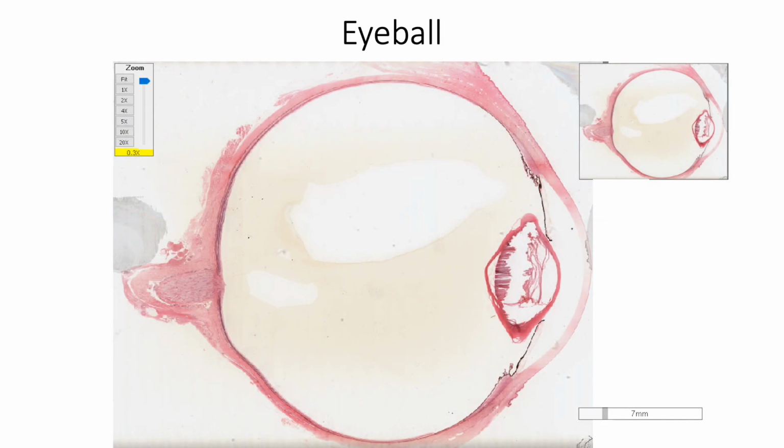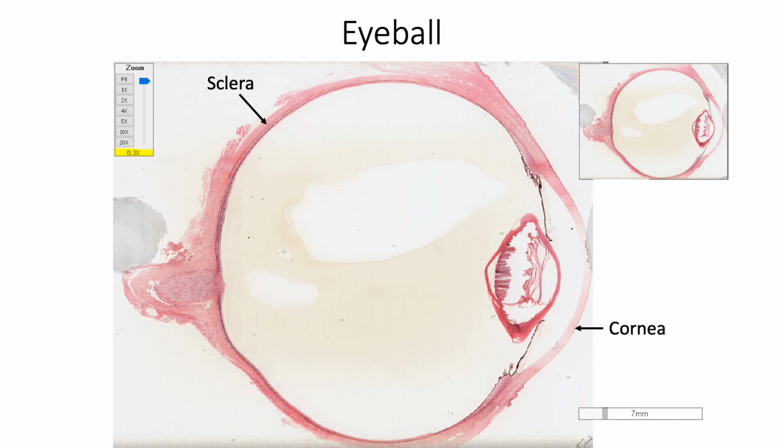This is a section of the eyeball showing its various parts. Eyeball is made up of 3 layers or coats from outside inward. Outer fibrous coat is made up of white opaque part called as sclera, forming the posterior 5/6 of the layer, and a transparent cornea making up the anterior 1/6.